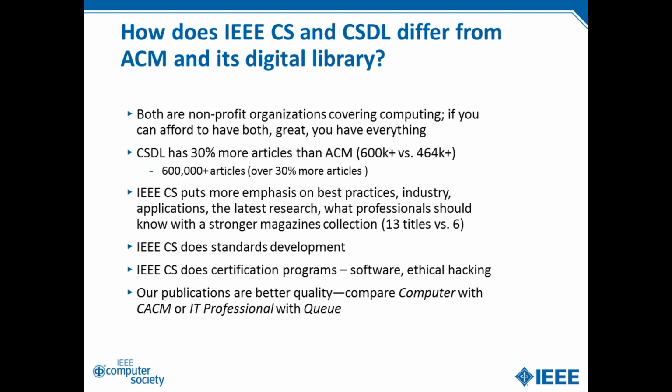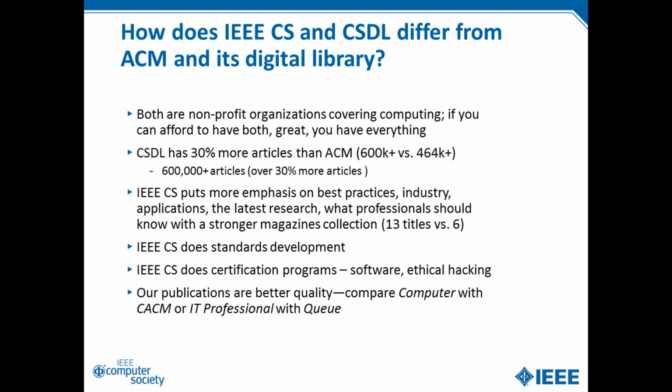Just to take a little bit of a look at how this Computer Society Digital Library differs from ACM and its digital library. We're both nonprofit organizations. We both cover the same field, so if you can belong to both organizations, if you can subscribe to both digital libraries, then you probably are covered in terms of everything that you need in this area. The CSDL does have 30% more articles than the ACM, so that is a substantial amount of volume of content that the CSDL has relative to the ACM's digital library.